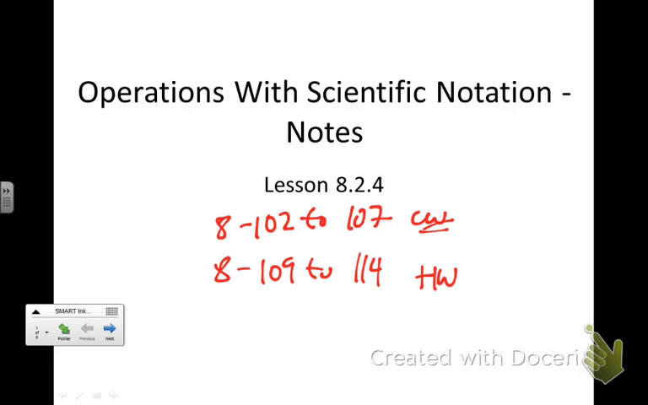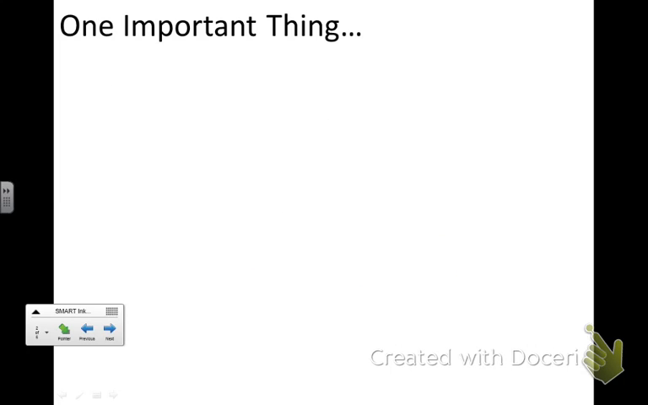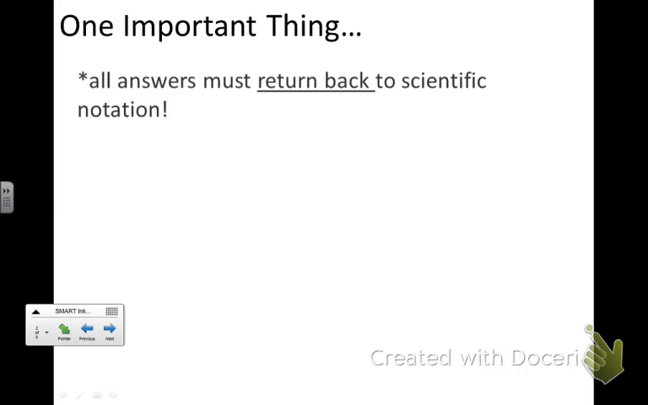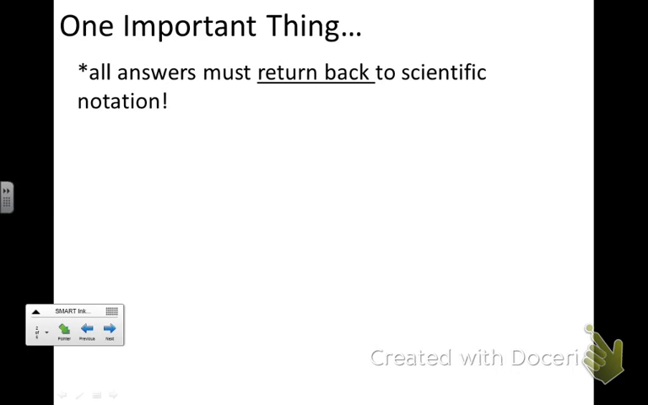Okay, here we go. All right, one important thing. Please write this down. One of the main important things you need is to know that all answers must return back to scientific notation.